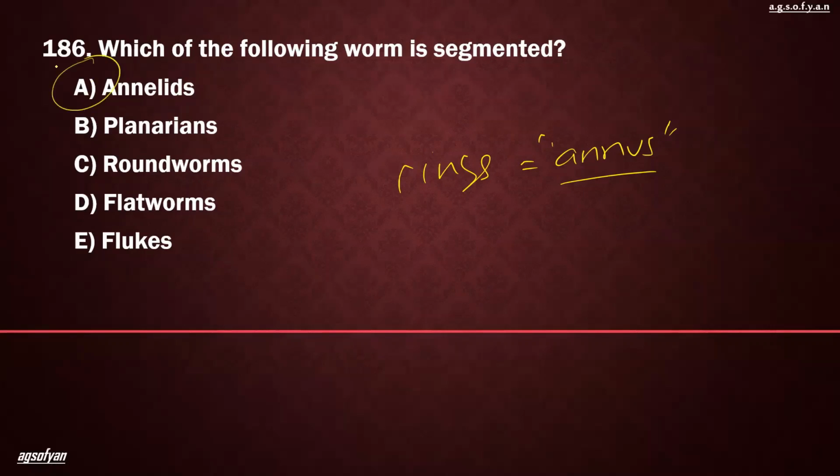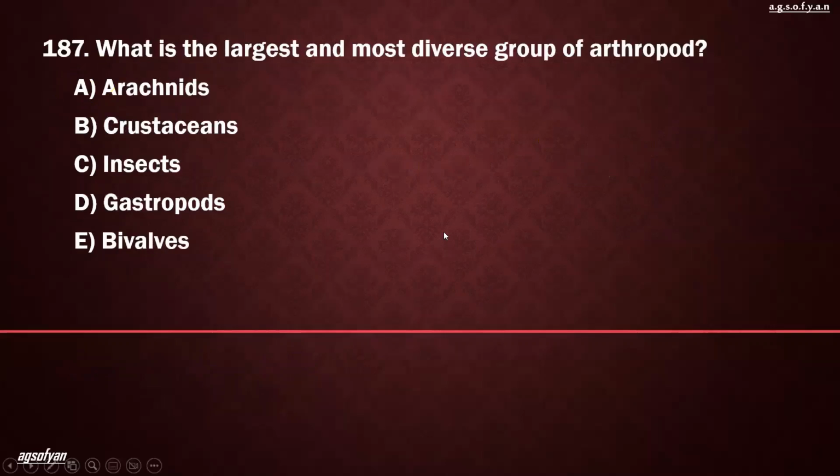Annelids. Example is the earthworm. Okay, earthworm is an annelid. It has a lot of segments. Which is the largest, most diverse group of arthropods? Okay, this is memorization. Insect is the most abundant one. There are so many types of insects.